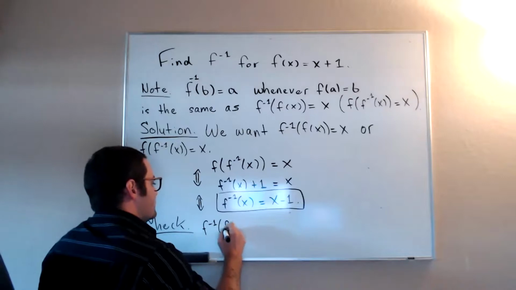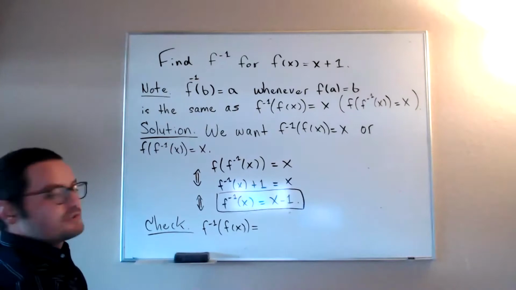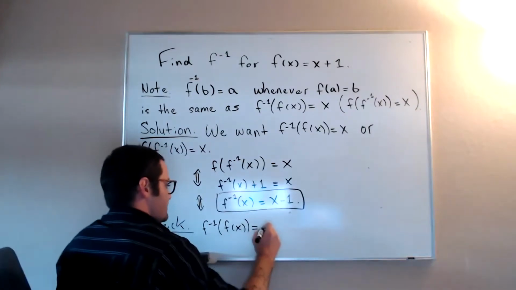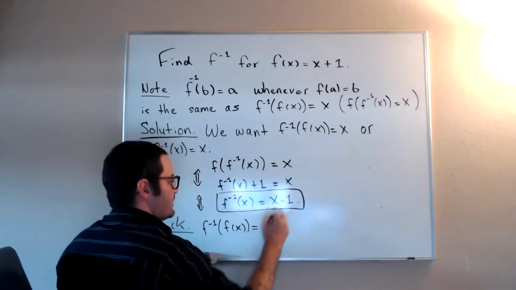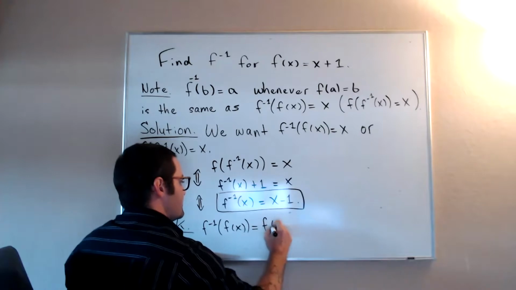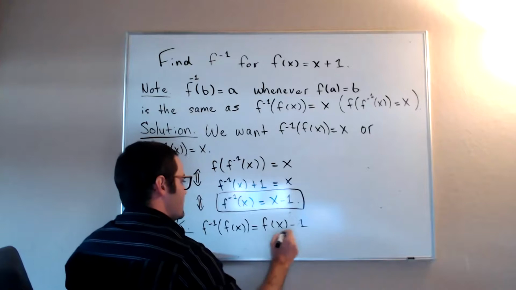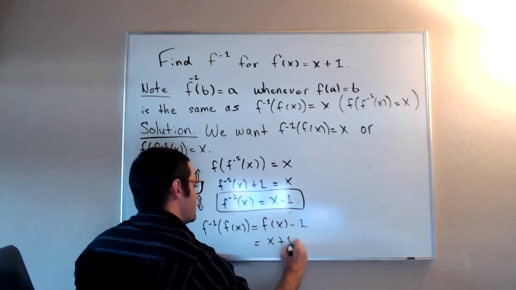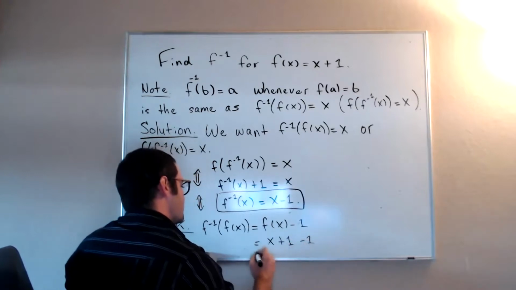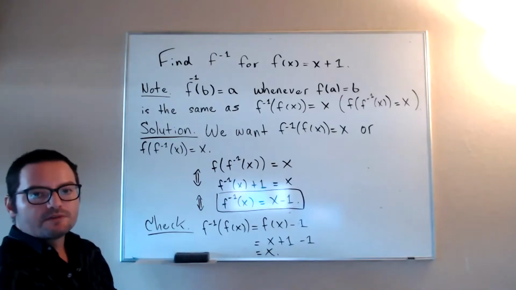f inverse of f of x, and this is, by the way, using composition of functions, is the same thing as saying the input minus 1, right? But f of x is equal to x plus 1, and that's all equal to x. So that was indeed the inverse of the function. Okay?